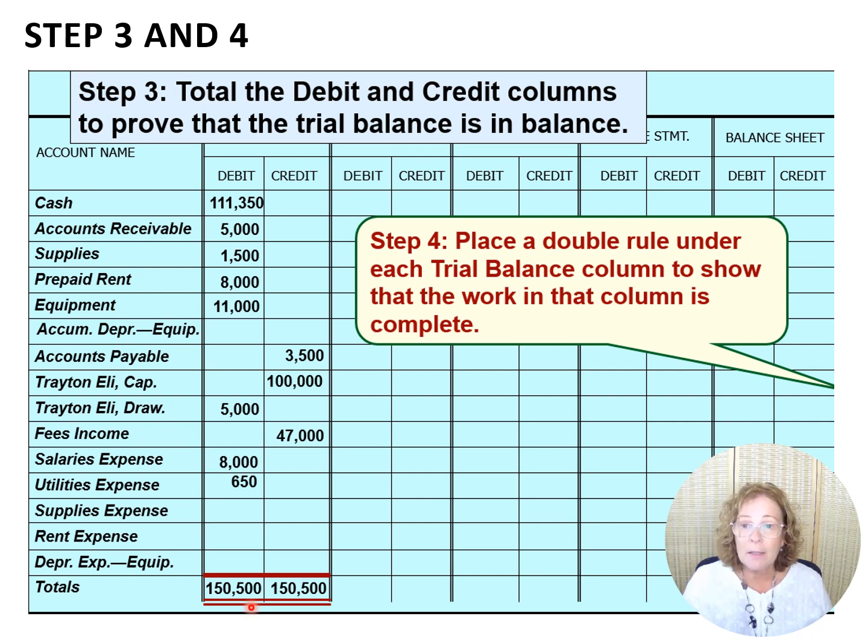But once it does, we'll place a double rule under each trial balance column, which is step 4, to show that the work in that column is complete. The next videos cover entering the adjustments into the adjustment section and the completion of the worksheet. So please continue with those videos to learn about the rest of the process of preparing the worksheet.